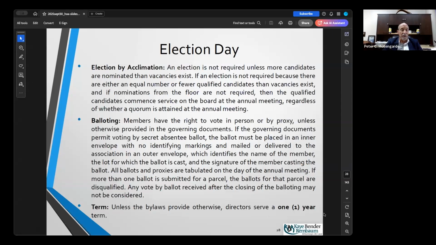And what is the term of the directors? Unless the bylaws provide otherwise, directors serve a one-year term. Now, some bylaws have staggered terms where they serve staggered two-year terms or staggered three-year terms. In that case, obviously, those provisions would control, but in the absence of that, directors serve a one-year term.